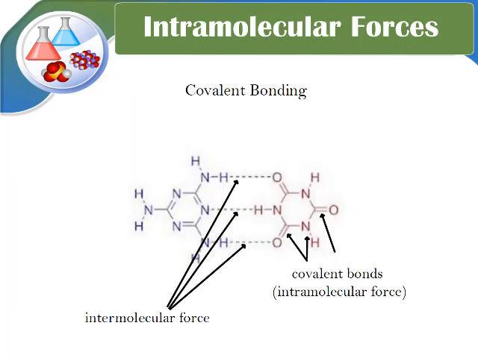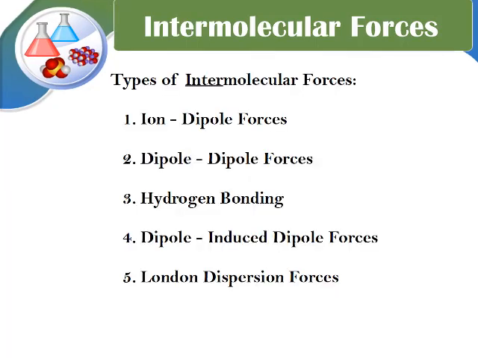Here's another example of inter and intramolecular forces. Notice that we have intermolecular forces holding the 2 molecules together, while all these single and double bonds are all intramolecular covalent bonds. When a substance undergoes boiling or melting, we're weakening and breaking the intermolecular attractions. We're not breaking the covalent bonds. There's 5 types of intermolecular forces that we're going to be talking about: ion-dipole, dipole-dipole, hydrogen bonding, dipole-induced dipole, and London dispersion forces.